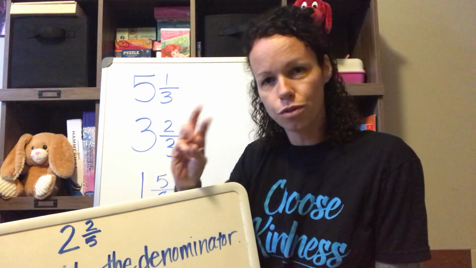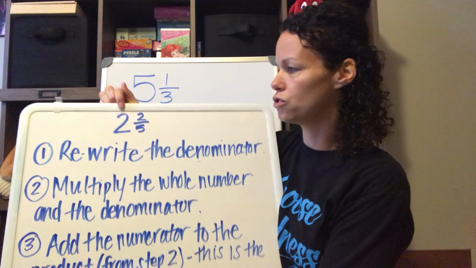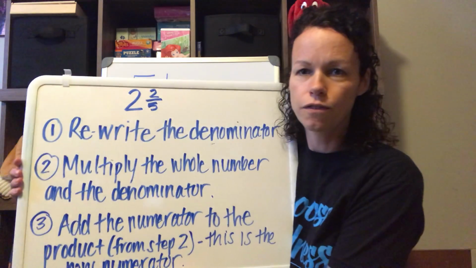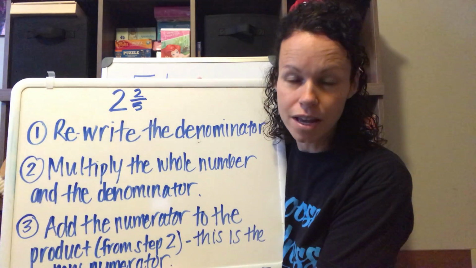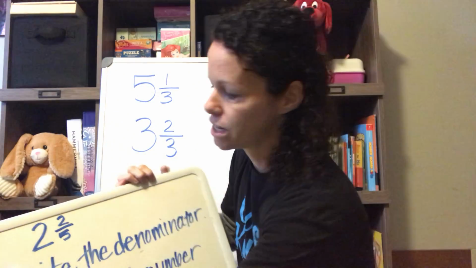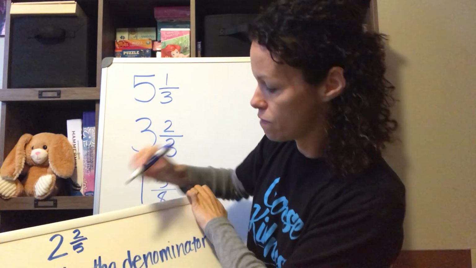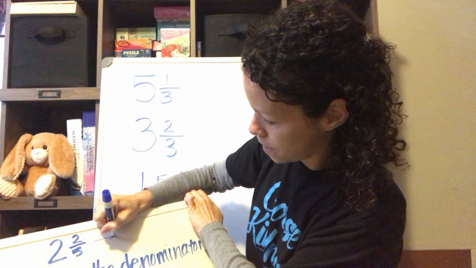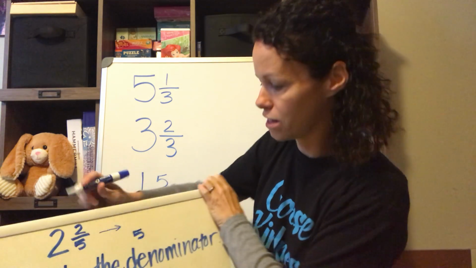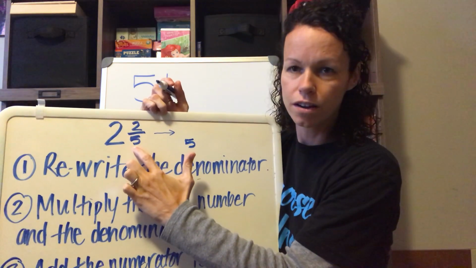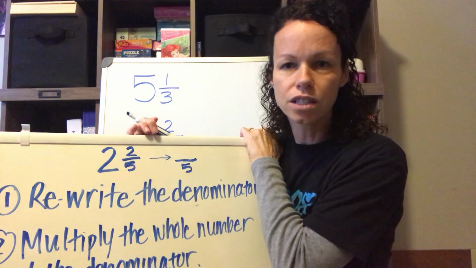There are actually 3 steps to doing this. If I have a mixed number like 2 2/5, the first step is to rewrite the denominator. The nice part of this is the denominator is always going to stay the same. So on 2 2/5, I'm going to rewrite this as a 5 on the bottom, because that 5 is going to stay the same. So the only thing I have to figure out now is my numerator.